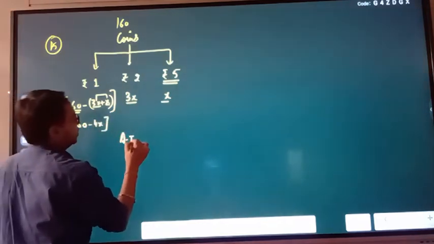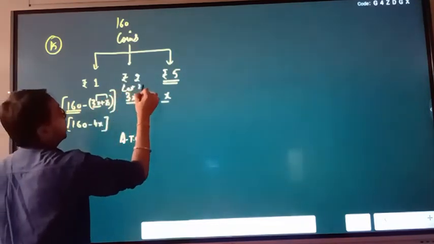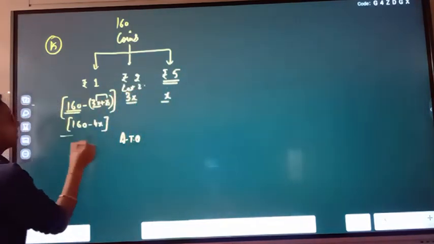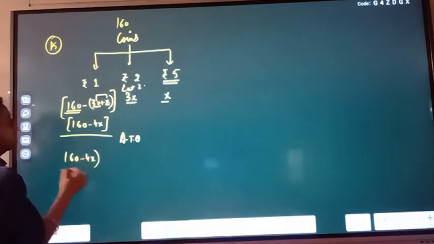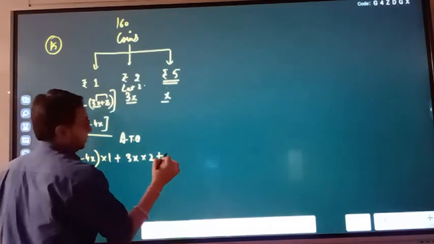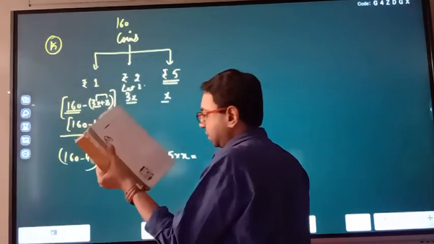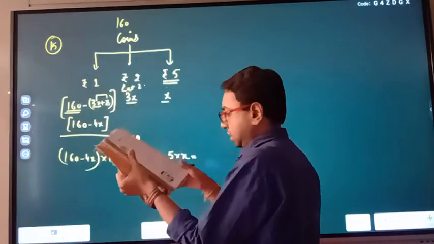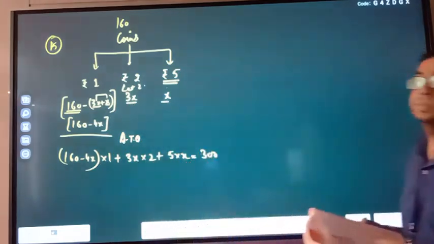According to the question, you can mention: let the number of 2 rupee coins be this, let the number of 5 rupee coins be this, let the number of 1 rupee coins be this. According to the question, let's multiply them with the denomination. The total amount they are having in this question is 300 rupees. Solve and get the answer.